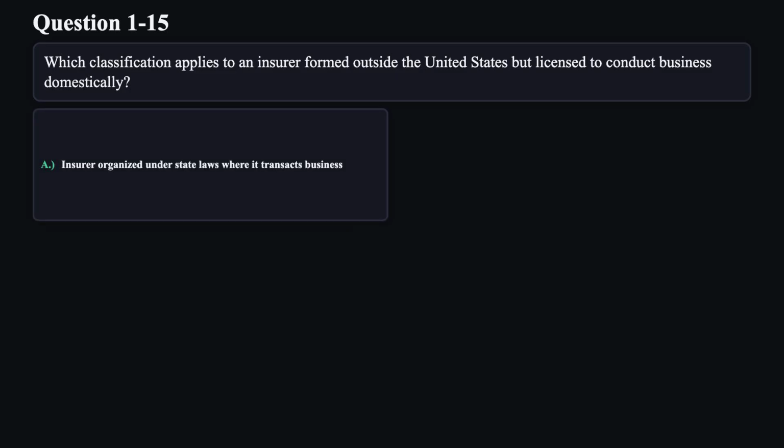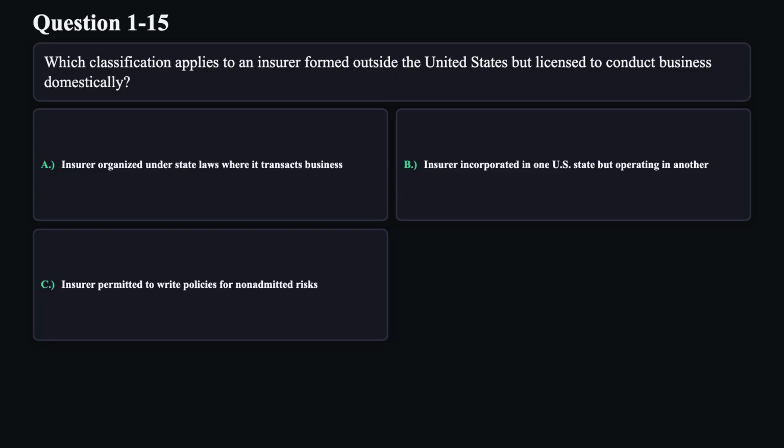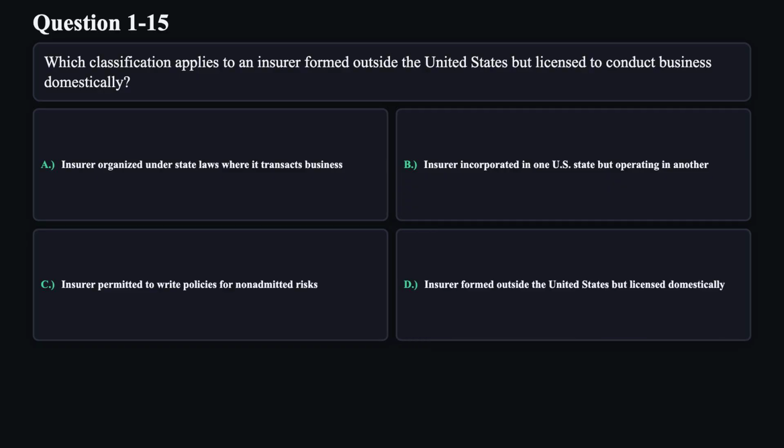A. Insurer organized under state laws where it transacts business. B. Insurer incorporated in one U.S. state but operating in another. C. Insurer permitted to write policies for non-admitted risks. D. Insurer formed outside the United States but licensed domestically.